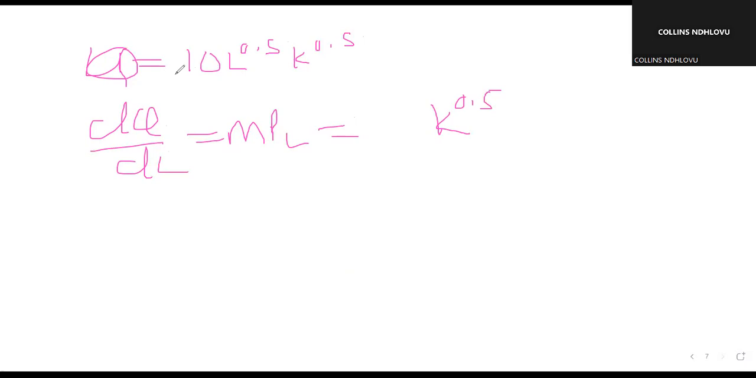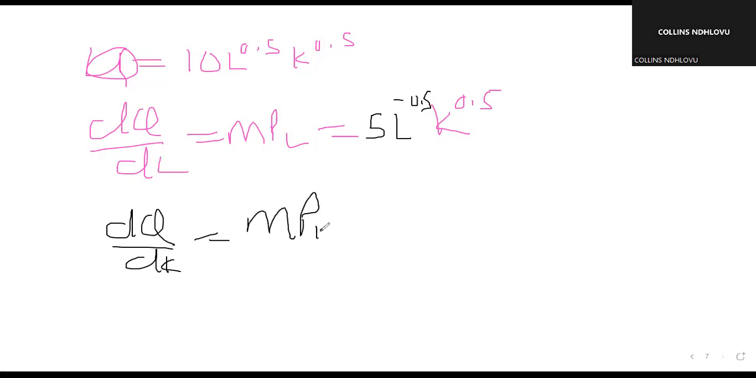Then we're going to differentiate 10L^0.5. What is 10L^0.5? It will be 5L^-0.5. Then if we're going to differentiate dq over dk, K stands for capital. This is going to be the marginal product of capital. Our dummy will be what? L^0.5. And we're going to remain with what? 10K^0.5. When we differentiate that one, we're going to have 5K^-0.5.